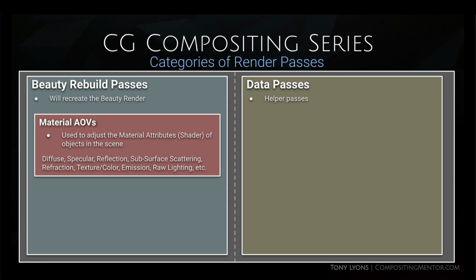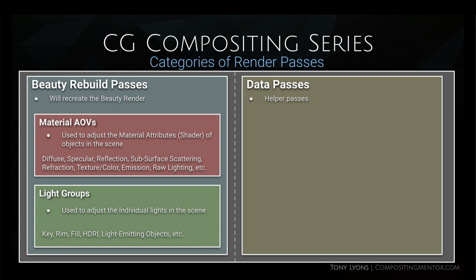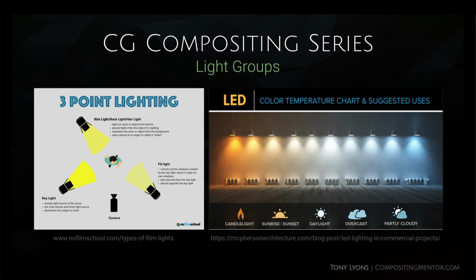The next category is also in the beauty rebuild passes section. It is light groups. Light groups are used to adjust the individual lights in the scene. So you could break them out, for example, into key, rim, fill, HDRI, any light emitting objects, etc.